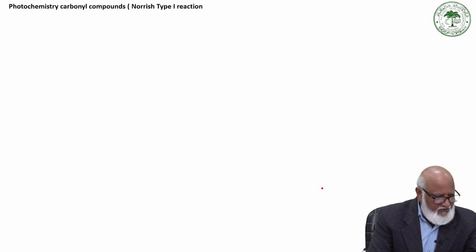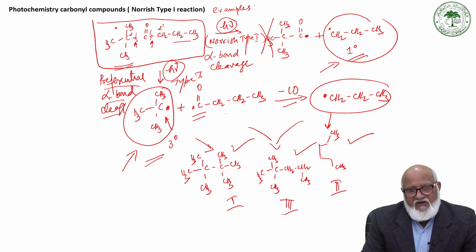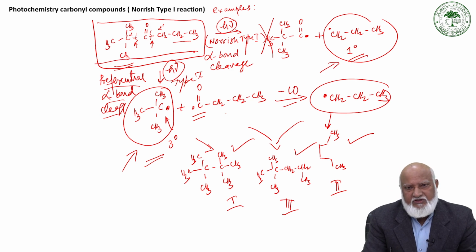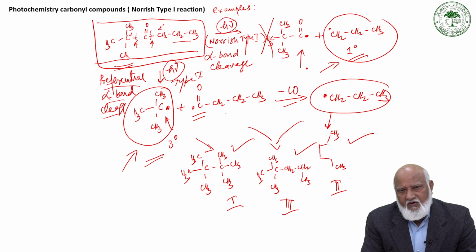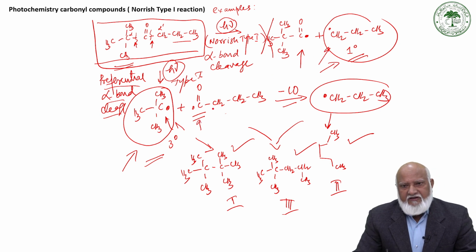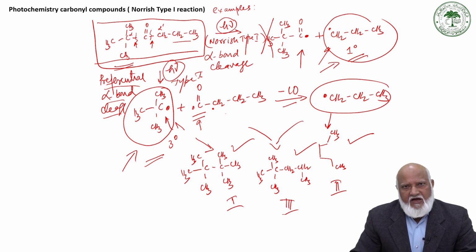So let us go further and look for another example. What is the evidence that ketones in the presence of light undergo Norrish type 1 reaction, that is, alpha bond cleavage to give either this radical or this radical? The first step for aliphatic ketones in the presence of light is alpha bond cleavage to give an acyl radical as well as a carbon center radical, and this was established by trapping these radicals with trapping agents.